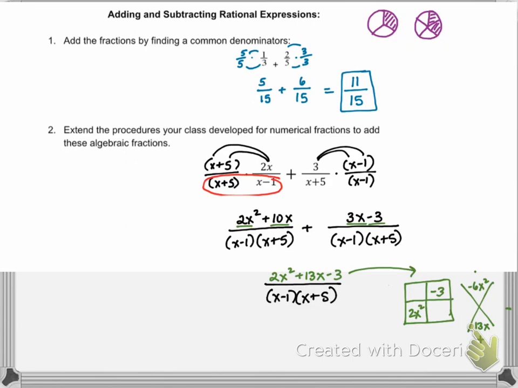So I'm looking for 2 things that multiply to negative 6 and add to 13, and there's nothing. And so that means since I can't factor the top, I'm done. That's my answer. That's when I add my 2 fractions together, that's what I get.